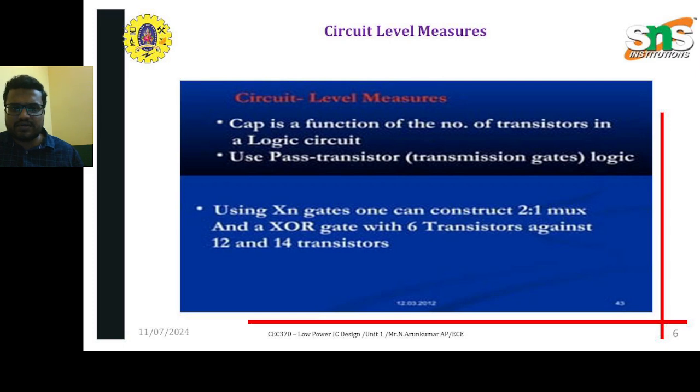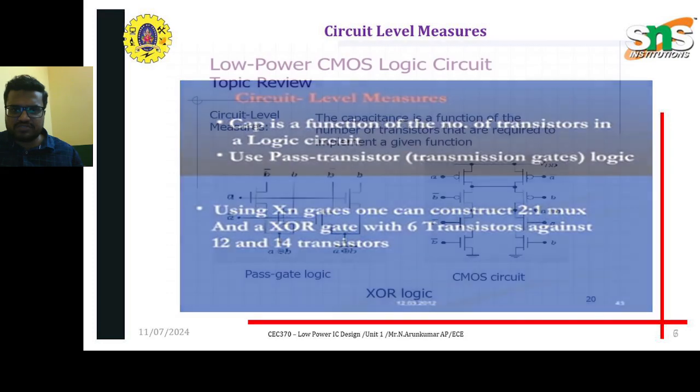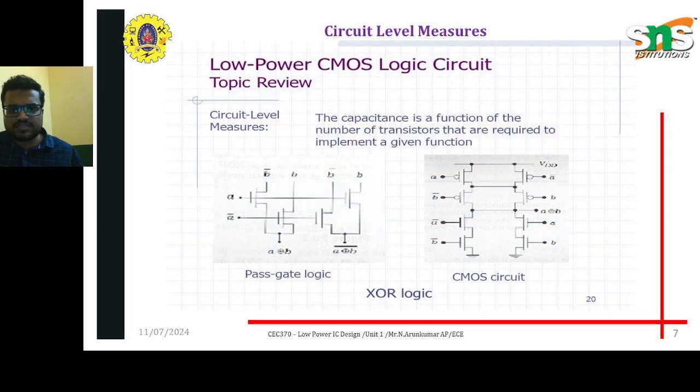Next is circuit level measurements. The capacitance is a function of the number of transistors in the logic circuits. They use pass transistor logic for circuit level measurements. Here they are using XOR gates. The circuit level measurements are initially framed using a logic gate operation, here XOR logic. The XOR logic is used in parallel mode, like the AND gate, and the AND logic is used in series mode.